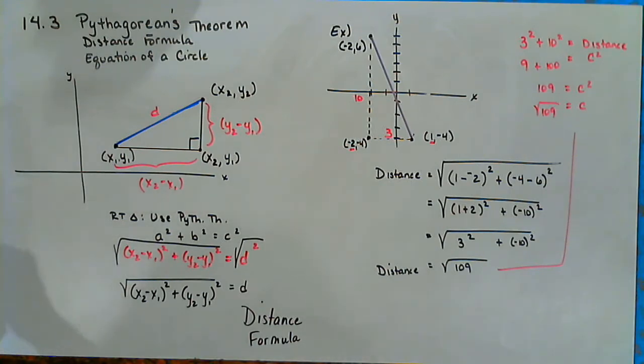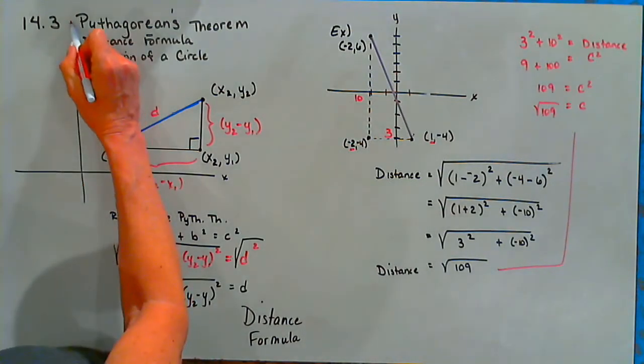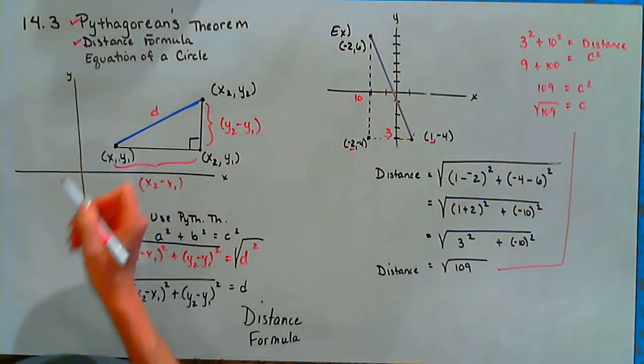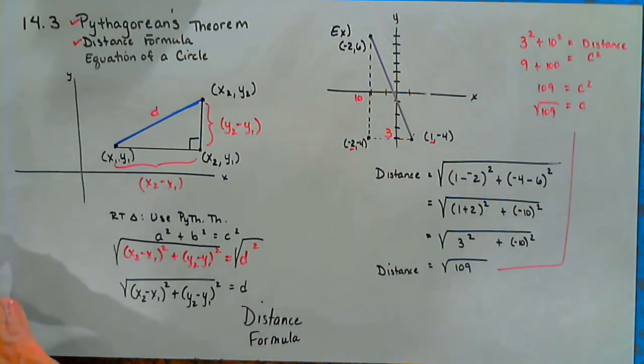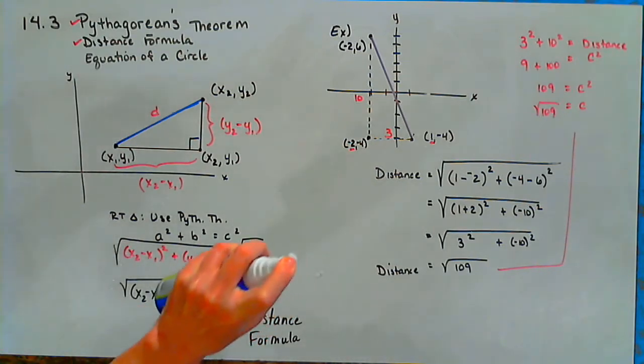Okay. And so as I mentioned before, I said, well, if we can do distance formula, we can find the equation of a circle. So we have done Pythagorean theorem. We have finished the distance formula. Let's take a look at how those two things relate to, well, they're identical, but how they relate to the equation of a circle.